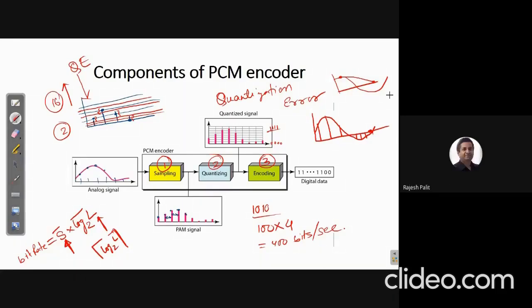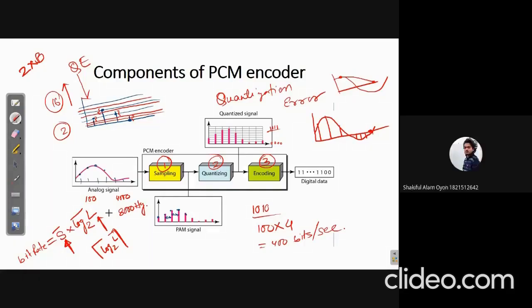Theoretically, Nyquist proved that if the sampling rate is twice the highest frequency of the analog signal, twice the bandwidth of the highest frequency of the analog signal, then it is enough. For example, say the minimum frequency is 100 and the highest frequency is 4000. If we sample at 8000 hertz, that is good enough to reconstruct the signal at the receiver end. You got my point?